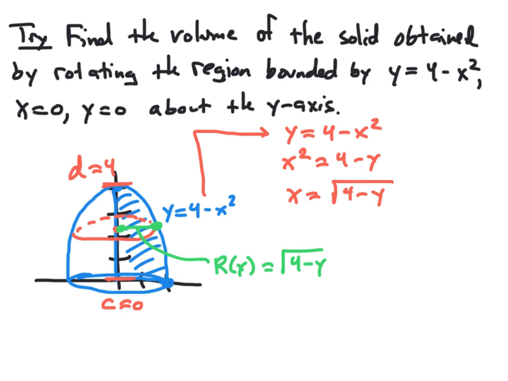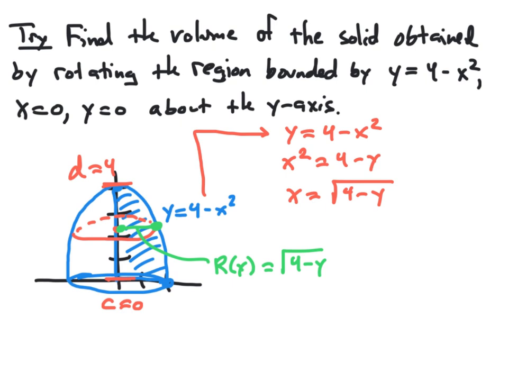And we can do that by first writing x squared as 4 minus y, and then taking the square root of both sides and getting x equals the square root of 4 minus y. Since we're in the positive x value range, we're going to take the positive square root here. And therefore, the radius of our cross-sectional disk at any given y is going to be the square root of 4 minus y.